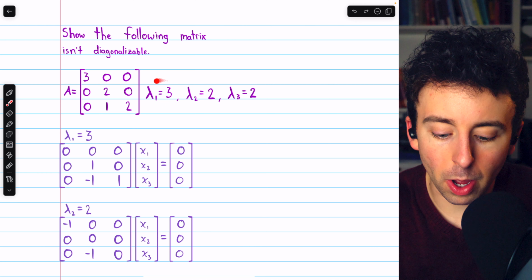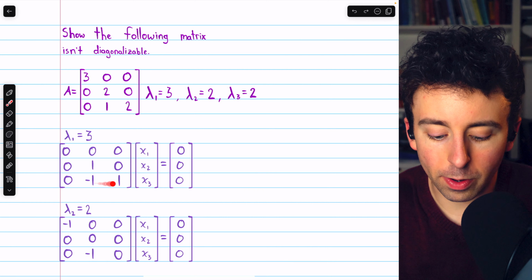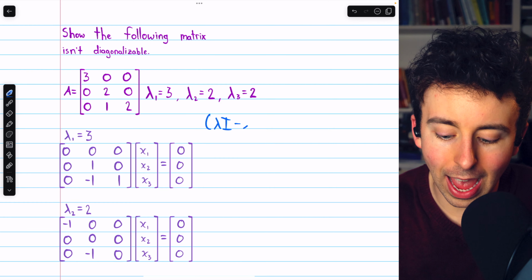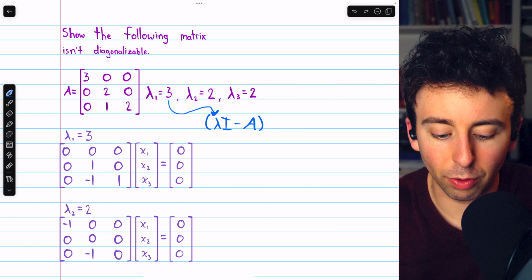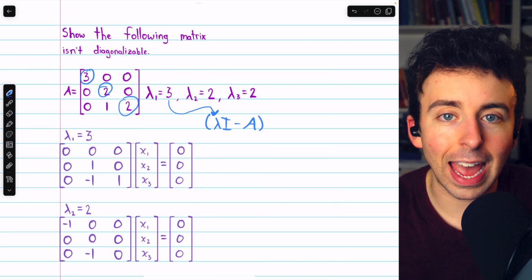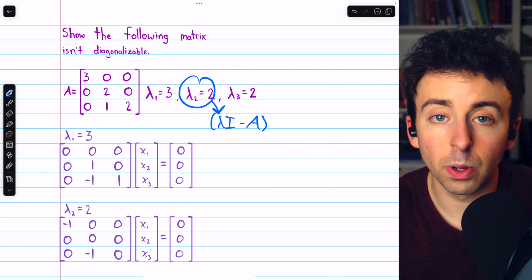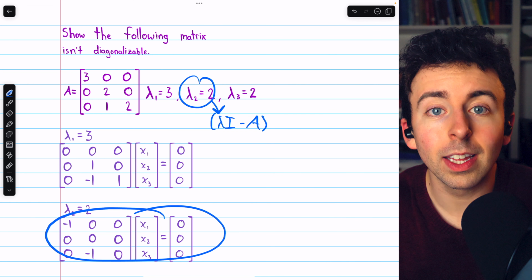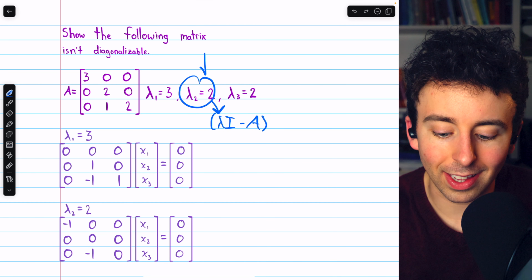The eigenspace corresponding to the eigenvalue 3 is the solution space of this system, where this coefficient matrix is the matrix lambda I minus A, but with 3 plugged in for lambda. So on the diagonals, we have 3 minus the diagonal entries of A, and everywhere else we just have the negative entries of A. Similarly, if we take lambda I minus A and plug in this other eigenvalue, we get this coefficient matrix. And again, the solution space of this system, that is the null space of this matrix, is the eigenspace corresponding to this eigenvalue.